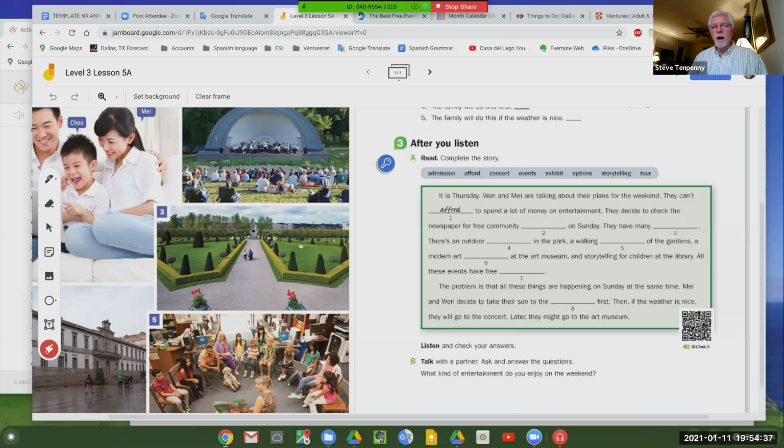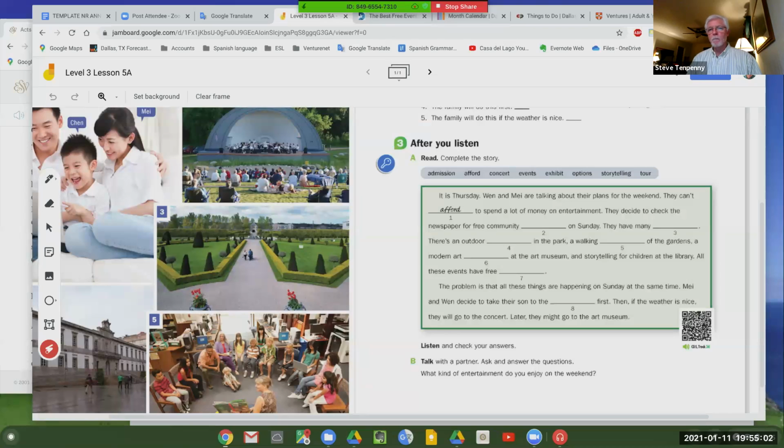We have the word concert, and we already described that one, concierto. Events. Events is another word that's almost the same as what you have in Spanish, eventos. Yes, it's an easy one, event, and it means the same, eventos.